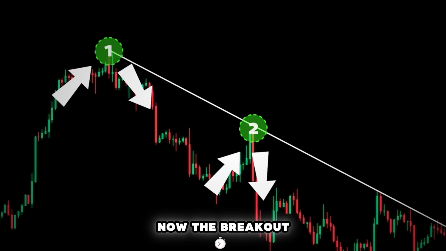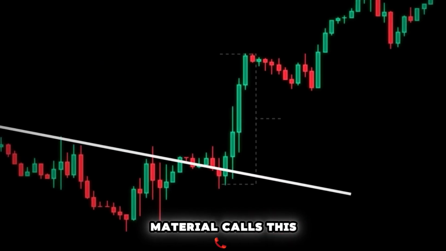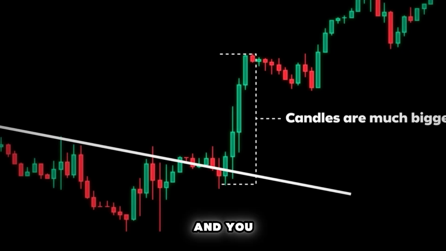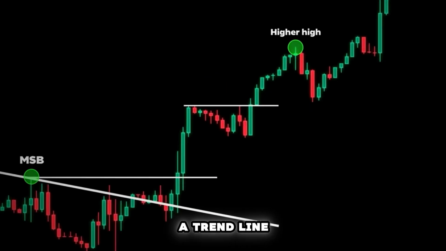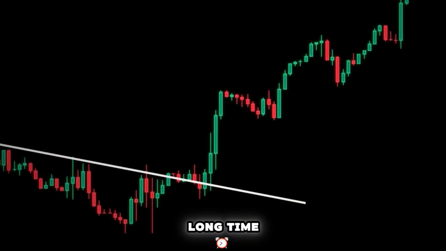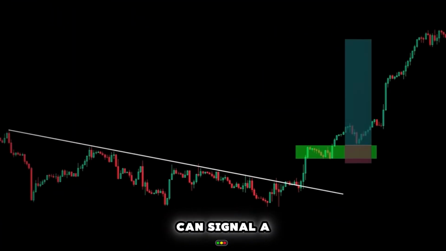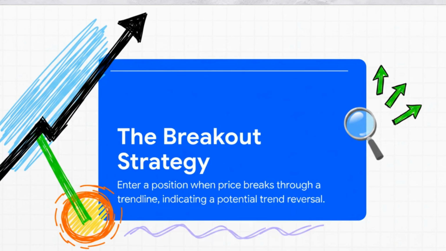Now, the breakout. The author of our source material calls this one her all-time favorite. And you can see why, right? Because when a price decisively breaks through a trend line that's been holding for a long, long time, well, that can signal a massive shift in market momentum. We could be looking at the very beginning of a whole new trend.